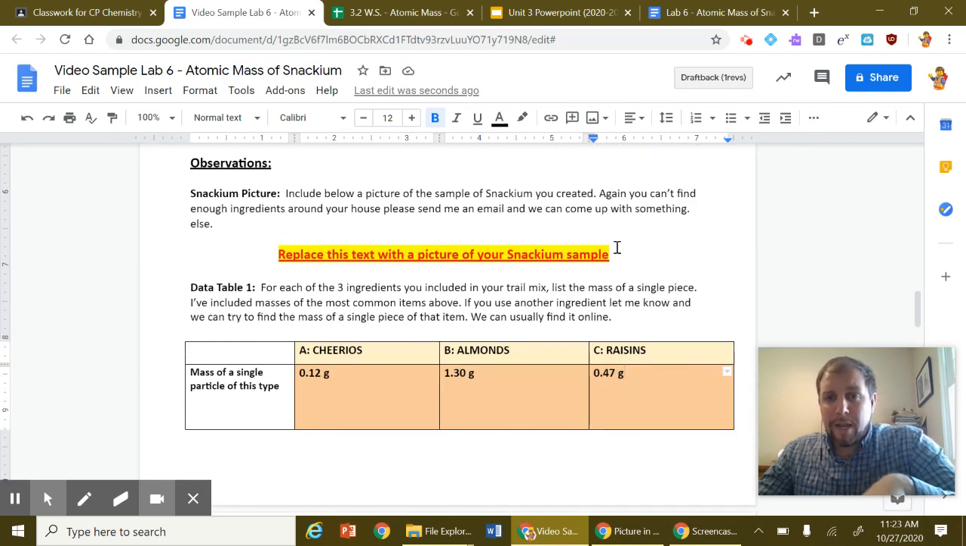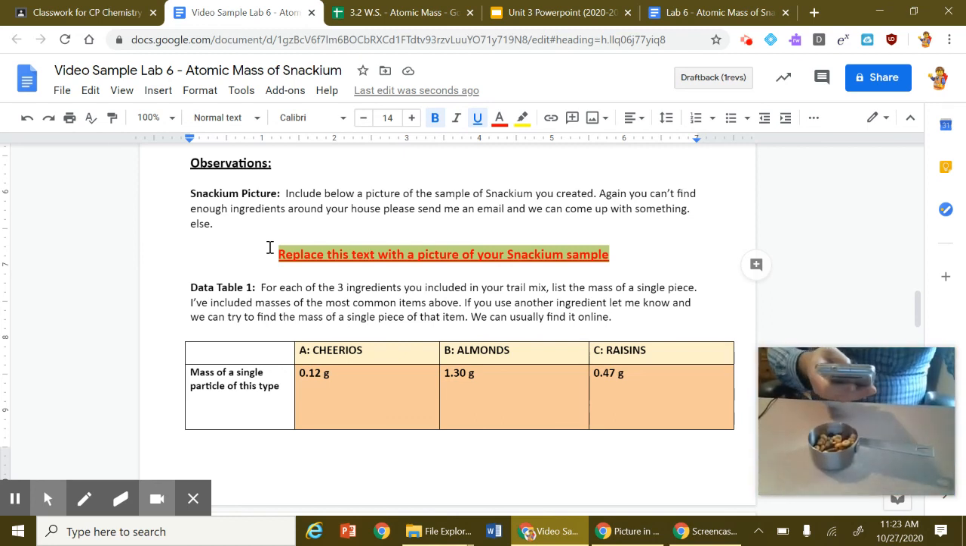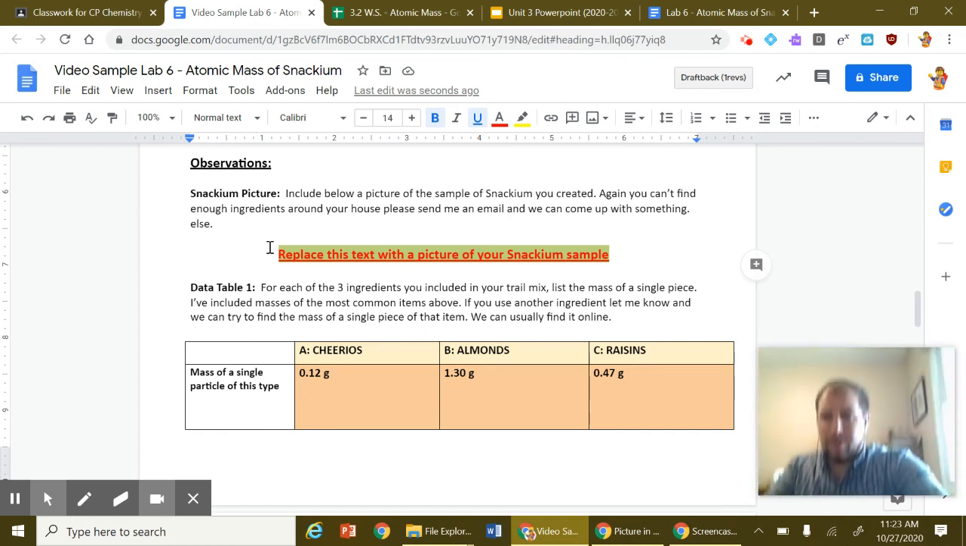But you're going to try and make it, and you're going to attach a picture of it. No Flipgrid video this time. I just want a picture of your little snacky thing that you made. So take a little picture of it. I'm going to take a picture of it right now. All right, beautiful. I'm going to attach it to this document.